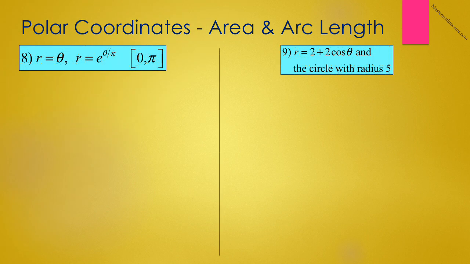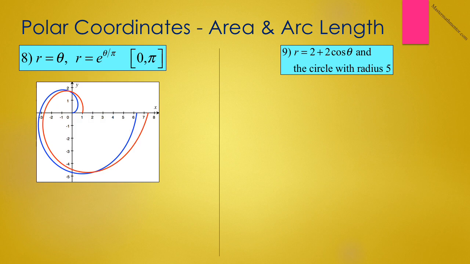In problems 8 and 9, you are given two curves and are asked to find the difference in arc length between them. In 8, we are given two spirals, r equals theta in blue and r equals e raised to the theta over pi in red, when we're looking at these over the intervals 0 to 2 pi. The graph is shown and the length of the spirals appears quite similar.